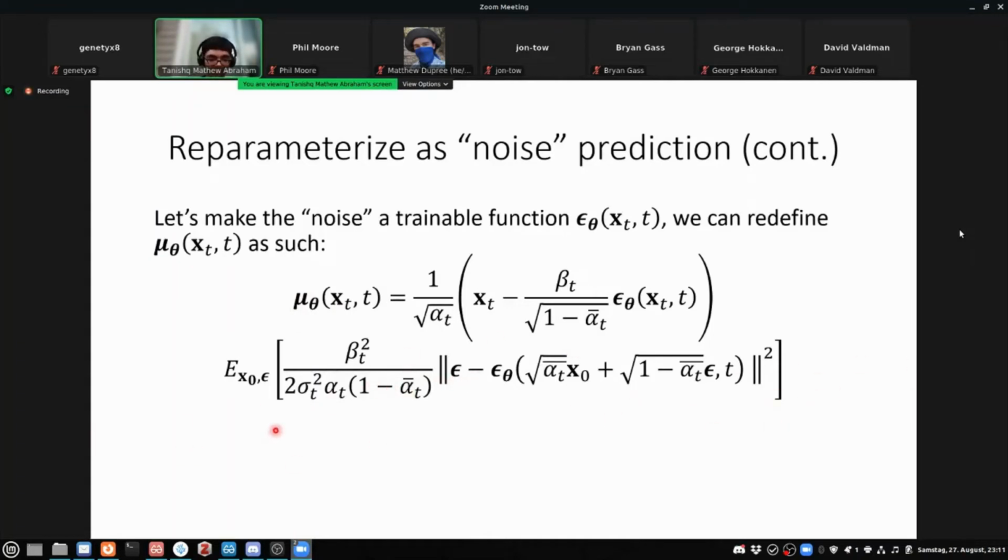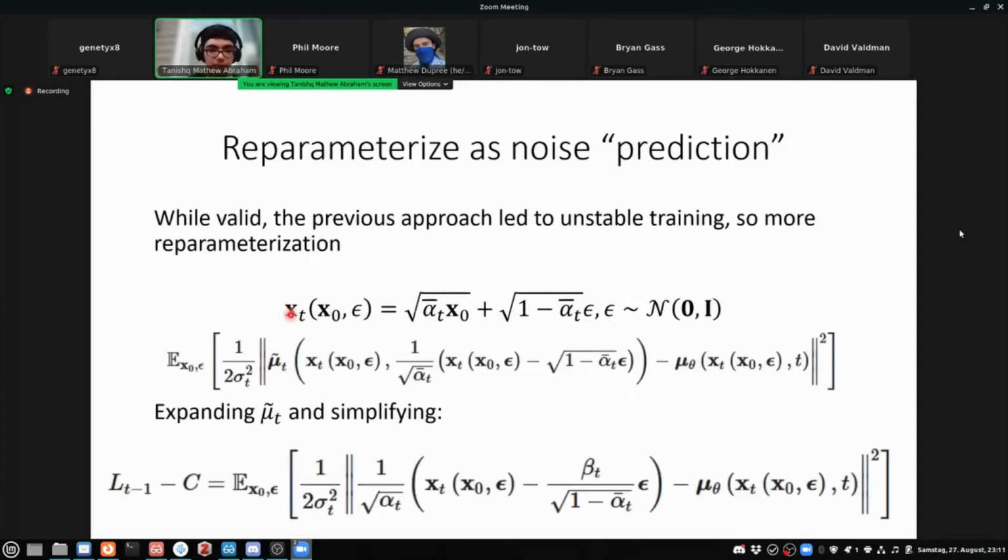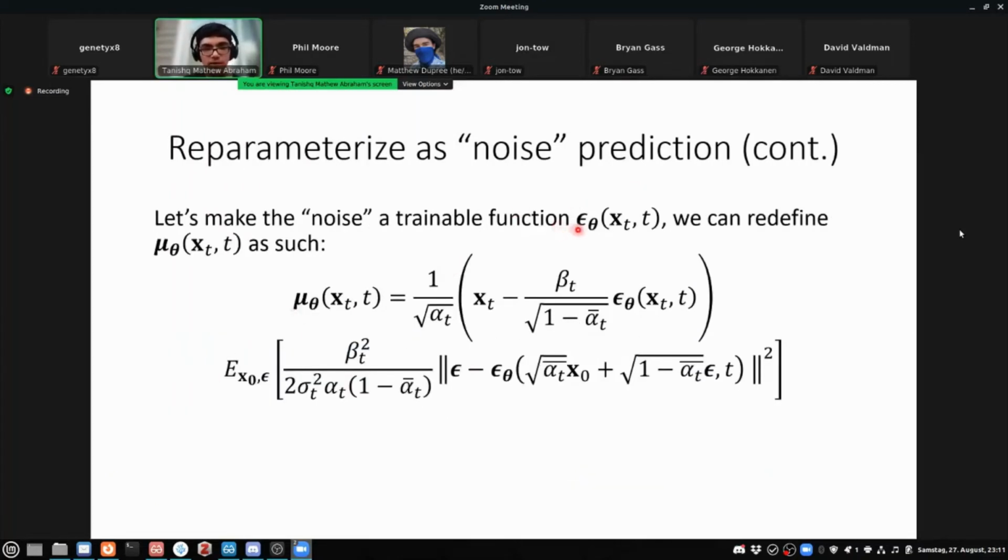final objective. I do have the full derivation as an appendix slide, so I don't know if you guys are interested in seeing that, but basically it's a lot of math. The important steps are that we do these two reparameterizations: we reparameterize with xt, and then we reparameterize with this noise, saying that it's a learnable, or trainable, function. Does that make sense?